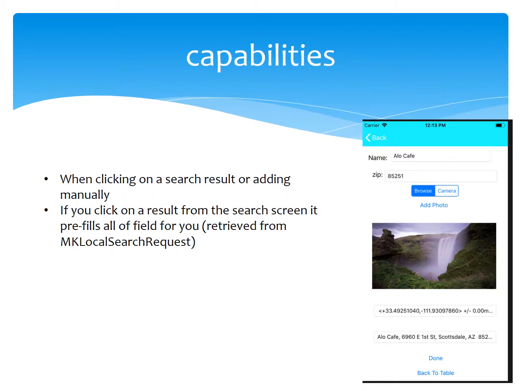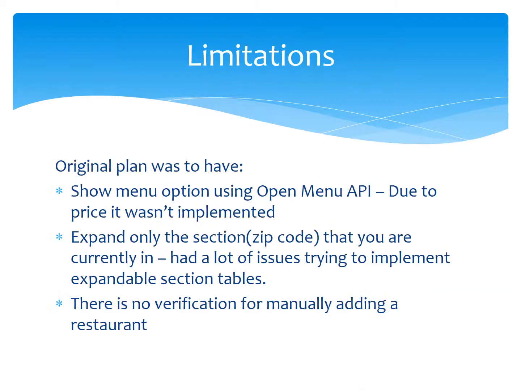But if you choose restaurants from the search screen, you get to this screen with all the data filled for you except for the photo, because I can't retrieve a photo and you need to choose your own photo. But you get the description from that, and you get the address and you get everything.